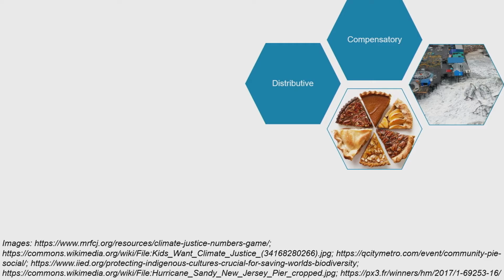Compensatory justice is closely linked to distributive justice. It is about compensation for damage that the action of certain people or countries caused for other people or countries. For example, should countries that suffer from the consequences of climate change, although they have not emitted many greenhouse gases, receive compensation from those countries that have emitted many greenhouse gases?